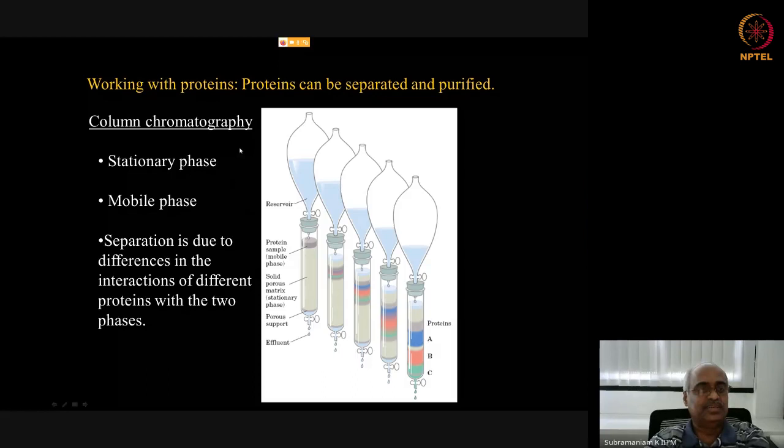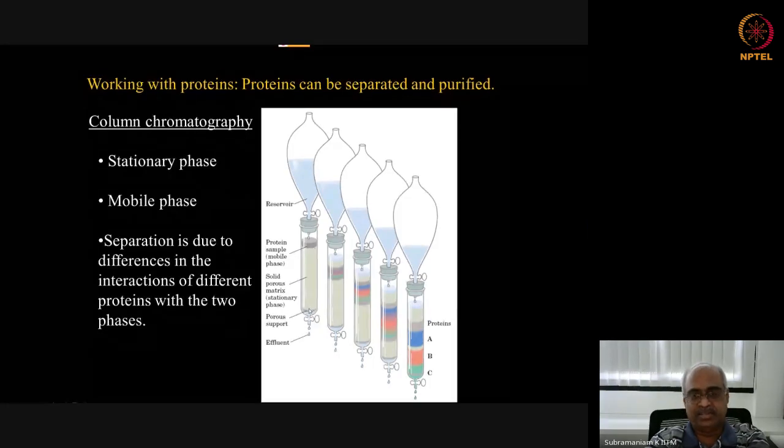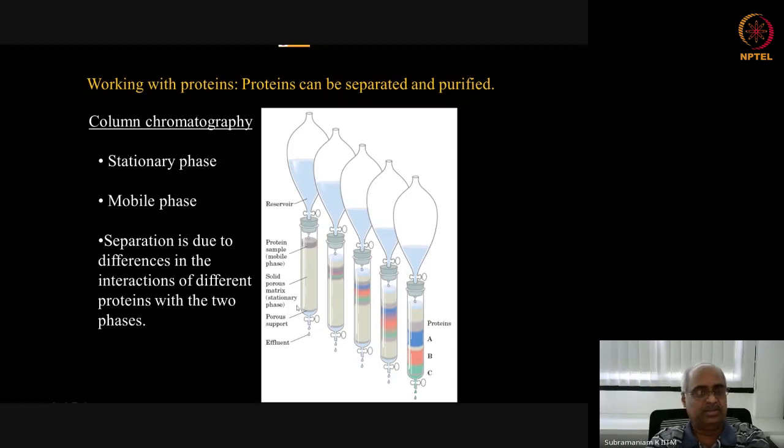So this is the basic principle of all chromatography. So you have a stationary phase, which is usually a porous solid matrix, a resin. We'll get into the details when we get into individual chromatography. Then another one is a mobile phase. So the differences in the partitioning between the two is the basic principle by which the molecules get separated.